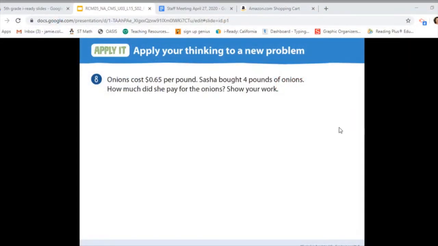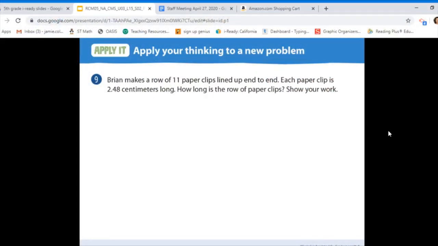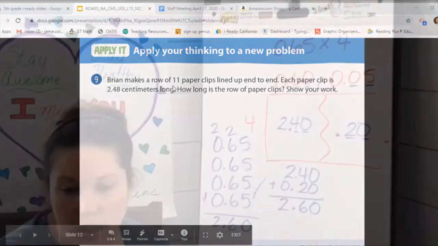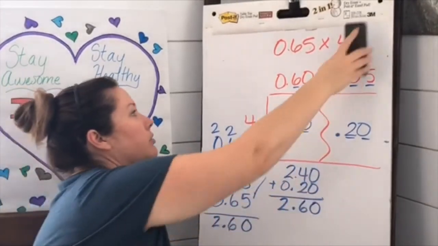Let's look at the next question. Number 9 says, Brian makes a row of 11 paper clips lined up end to end. Each paper clip is 2.48 centimeters long. How long is a row of paper clips? Show your work. Okay, so what we're going to do right now is we're going to do our standard algorithm way. So let me erase my board here.